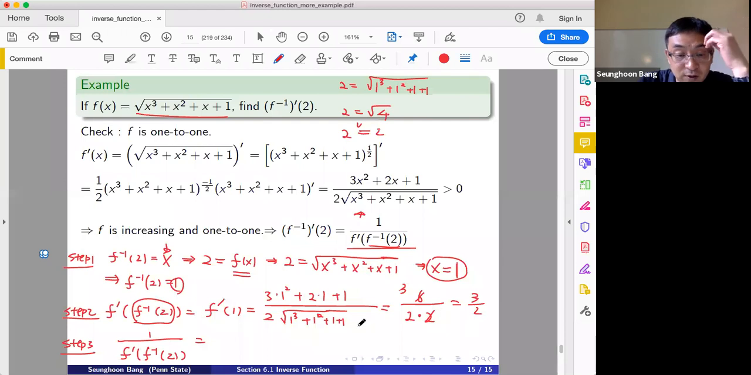This is not the final answer. The final answer is the reciprocal: 1 over f prime of the inverse of f of 2, exactly the reciprocal of 3 over 2. The final answer is 2/3. So this is the whole idea for solving this problem.